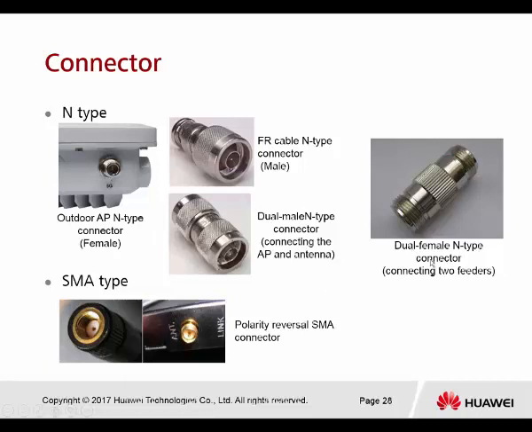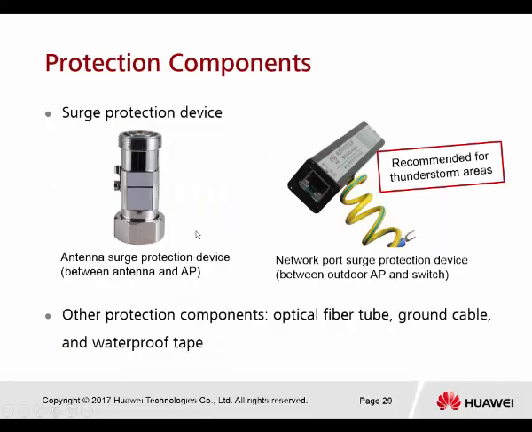The dual female N-type connector is used to extend the length of your RF cable. Maybe it's not long enough, so you want to extend it. You can use this one to join two different RF cables. The SMA type. Okay, this is the SMA type. Polarity reversal SMA. And this is some other protection component.